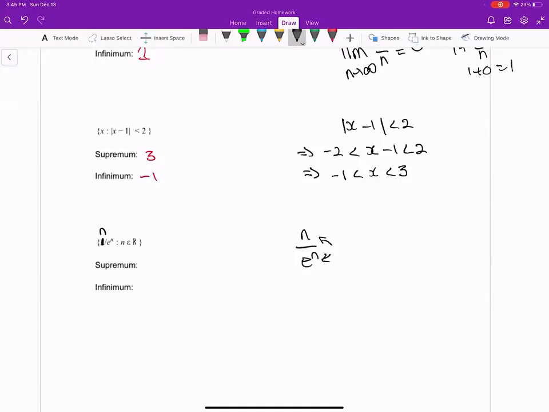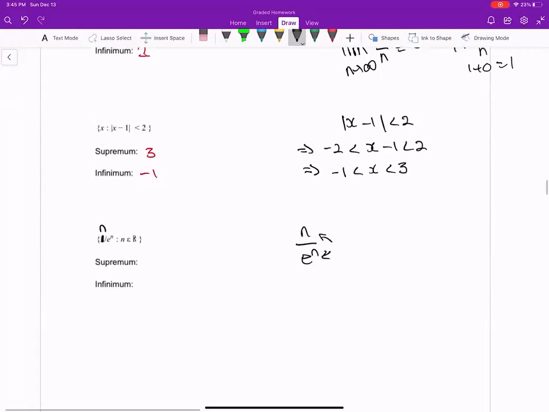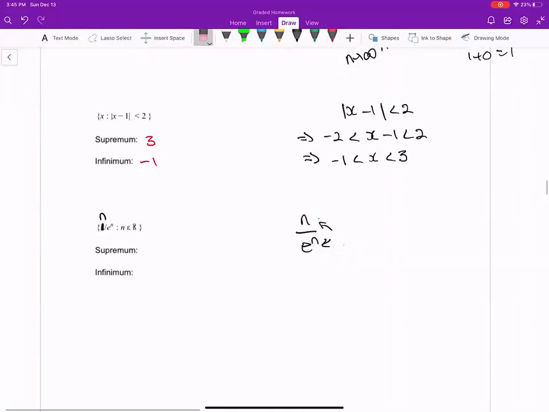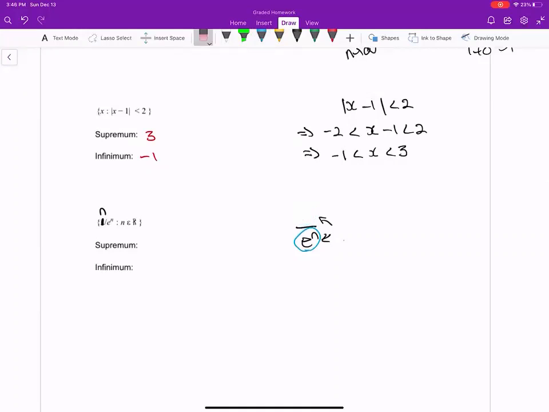So if we have n over e to the power of n, this might look a little tricky because both the numerator and denominator are increasing. But notice that the denominator grows at a faster rate. It grows at an exponential rate. So this grows a lot faster than this grows. The n can be seen as like a constant in comparison. So by this, we know that the infimum for this will be 0 because e to the n approaches infinity a lot faster than n approaches infinity.